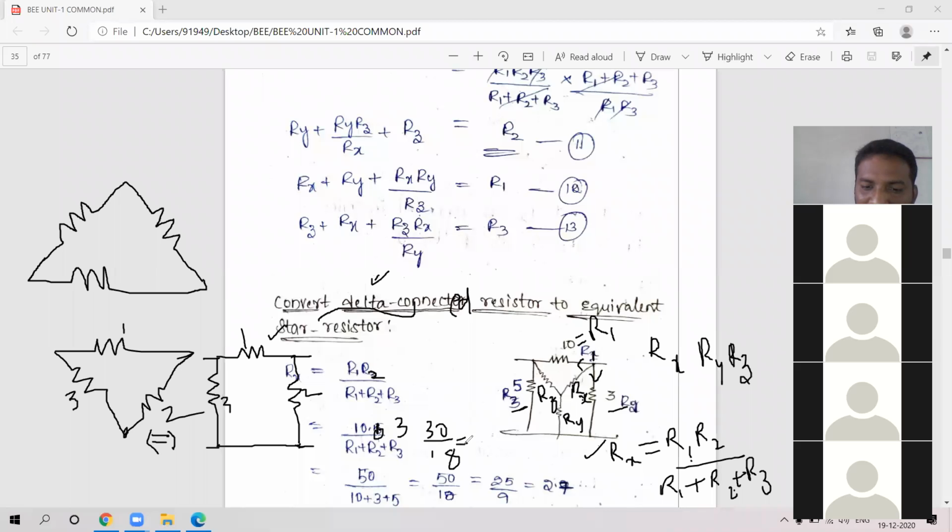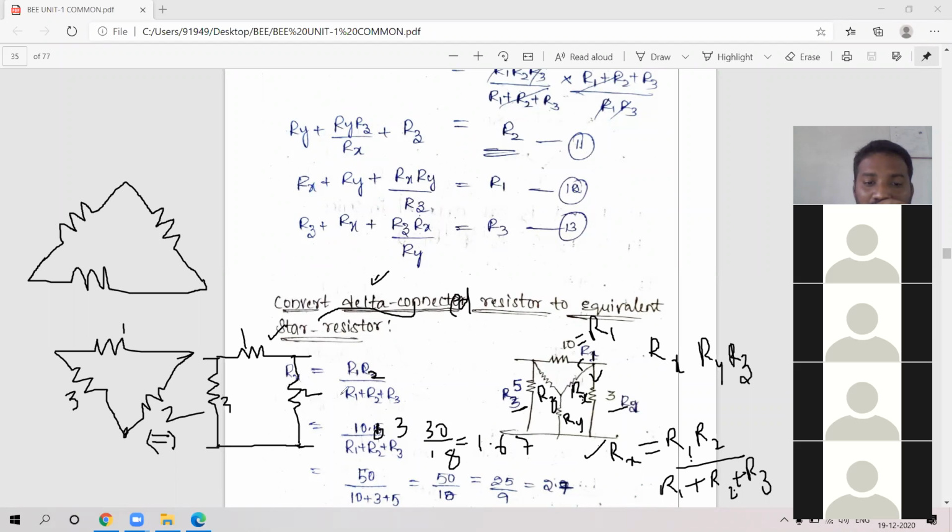In your calculator, what is the exact value you got? 1.66, 1.666, that is nothing but 1.67. Rx value is 1.67. Now you tell me Ry.